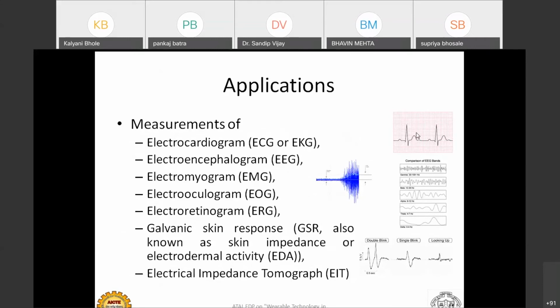This is the ECG signal. ECG is nothing but it gives us electrical monitoring or information on the electrical activity of the heart. EEG is used for the measurement of the electroencephalogram. This is the EEG signal. You can see 1, 2, 3, 4, 5 bands of EEG. There are different bands in the EEG signals. So for sensing of the EEG signal, this type of electrical dry electrode is used.